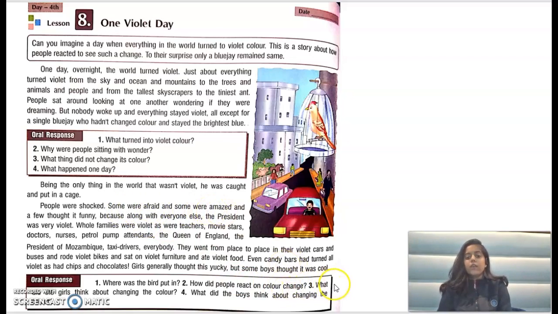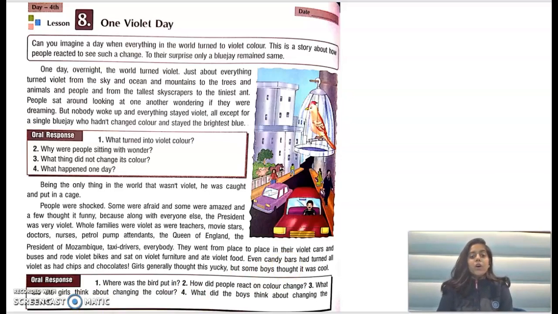Okay, next one. What did the girls think about changing the color? So how was girls' reaction when the whole world turned violet? Girls thought this was yucky. Fourth one. What did the boys think about changing the color? So boys thought it was cool. The whole world being of one color, for boys it was cool.